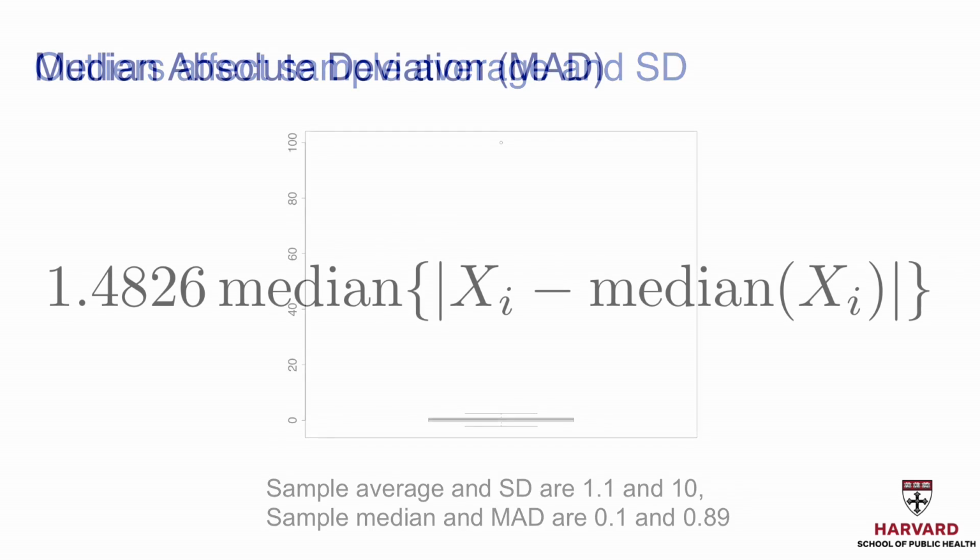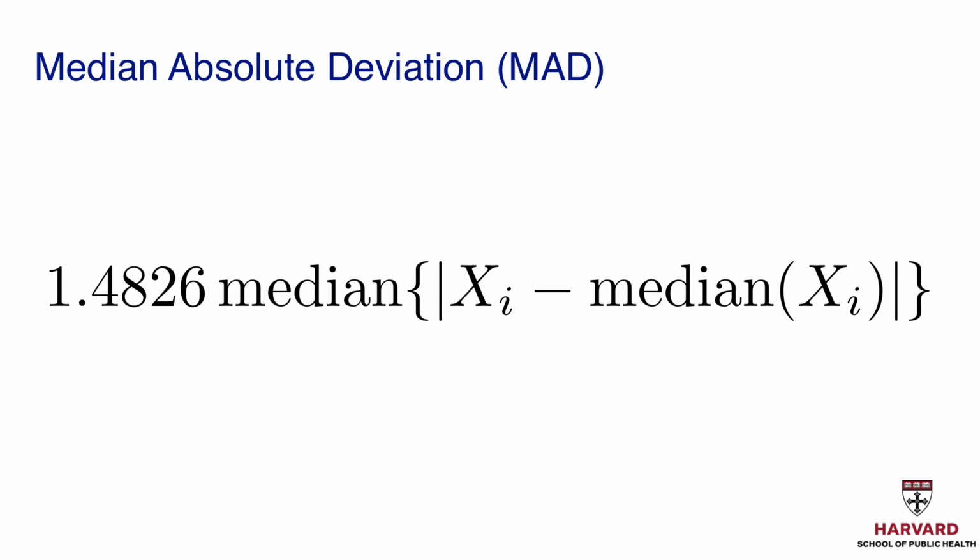So what is the MAD? The MAD is a robust estimate of the standard deviation. For now, ignore this number here and let's focus on the right side of the formula. So what we do is we compute the median of our sample, and then we compute the distance of each point to the median. We compute the distance as the absolute value of the difference.